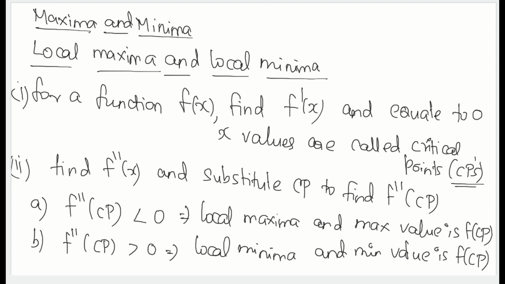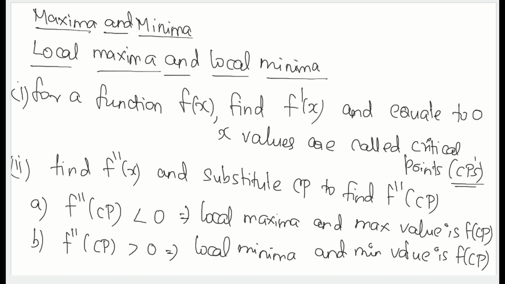Next we go to maxima and minima. Here you have two types: local maxima and local minima. I have given you the steps. For a function f of x, you need to find f dash of x and equate it to 0, and you will get some x values. Sometimes you will get only one value, sometimes two or more than two. Those values of x are called critical points or stationary points. Critical points I have indicated as CPs.